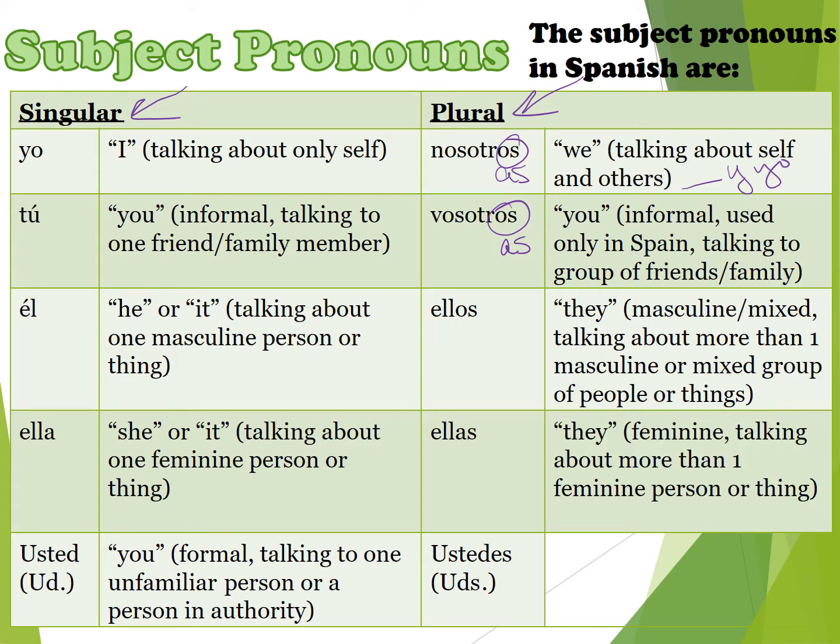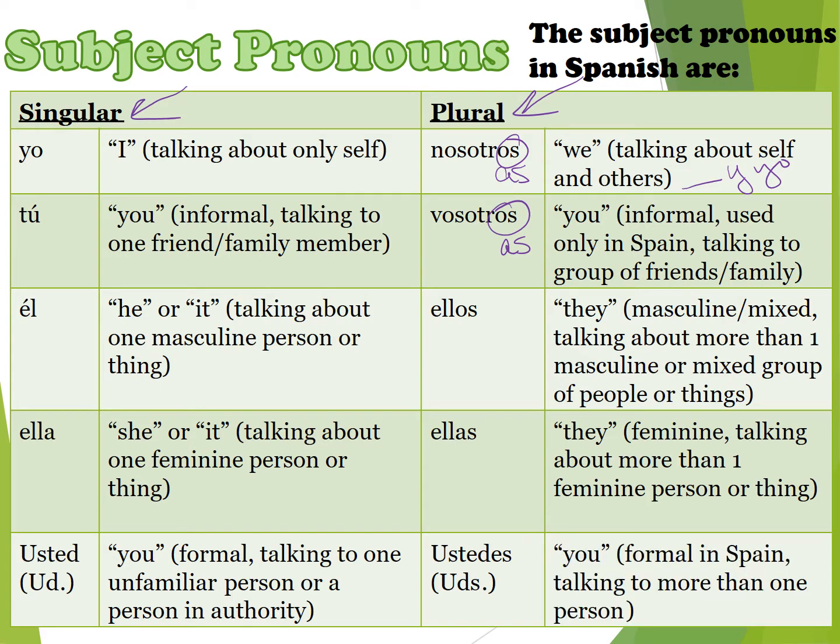Ellas is the feminine form of they, talking about more than one person or thing where every single person in the group is feminine. And ustedes is the plural of usted. It is the fourth and last way to say you.